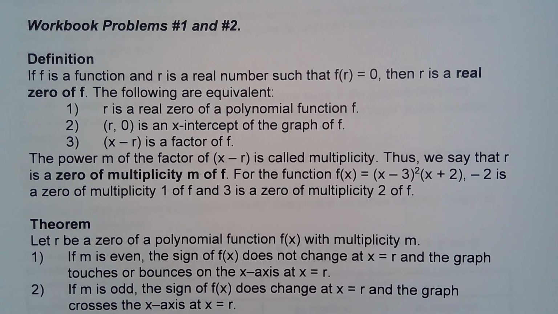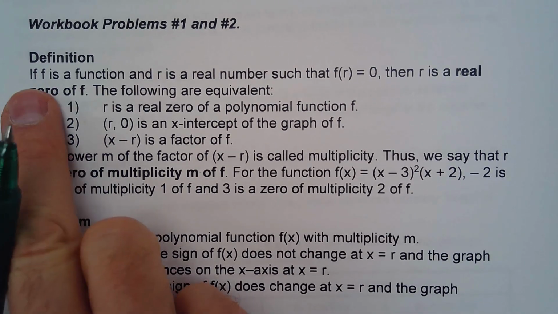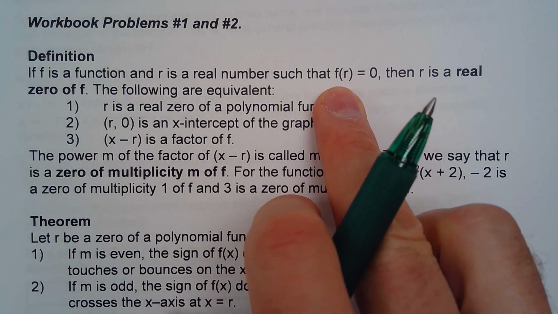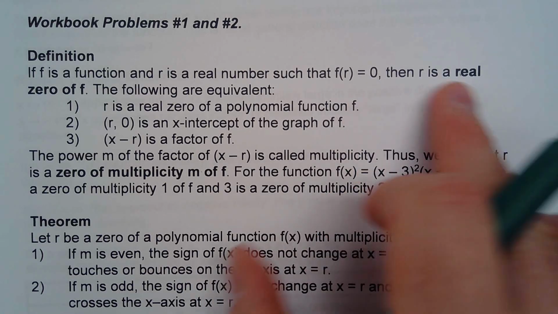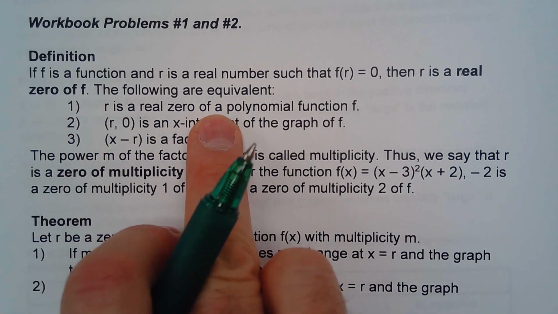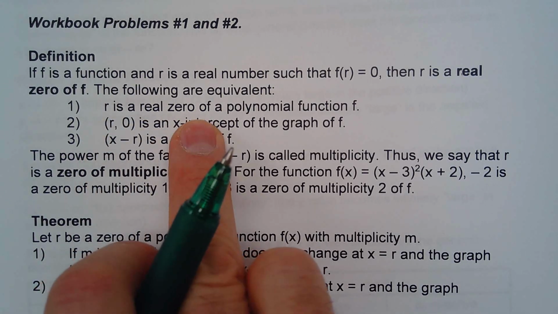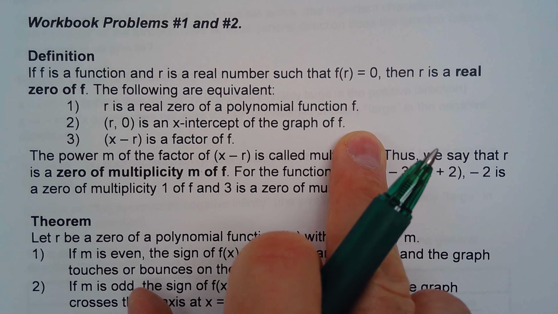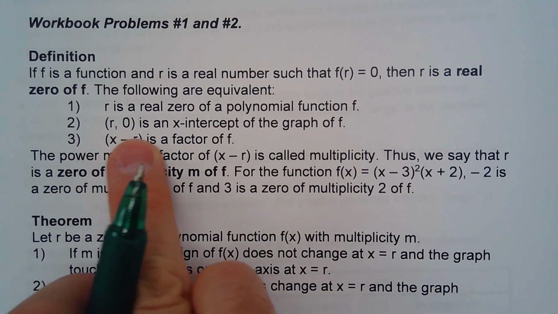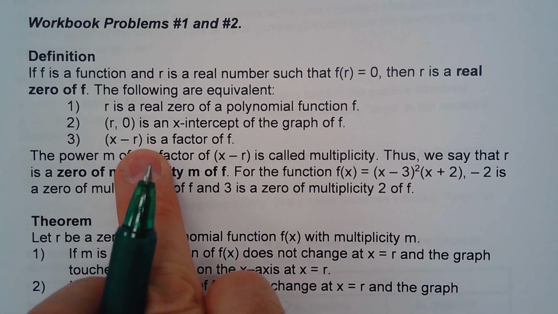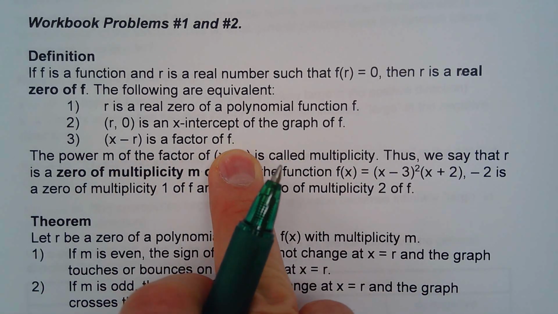All right, so now we want to go back and take a look at a definition. If f is a function and r is a real number such that f(r) equals 0, then r is a real 0 of f. The following are equivalent: r is a real 0 of a polynomial function f, (r, 0) is an x-intercept of the graph of f, and x minus r is a factor of f.